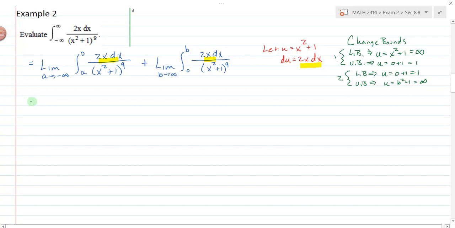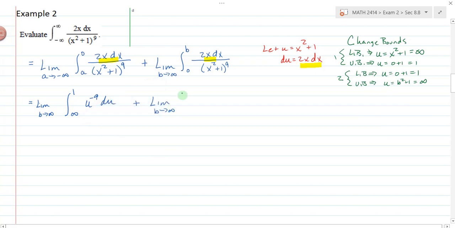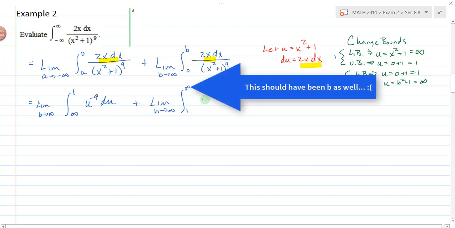So let's rewrite our integrals. This integral becomes the integral from infinity to 1 of du over u to the 9th. I'm just going to write that as u to the negative 9 du. Are y'all okay with that? Now because of that infinity, I want to look at the limit as b approaches infinity. And here I'm going to have the limit as b approaches infinity of the integral from 1 to infinity of u to the negative 9 du.